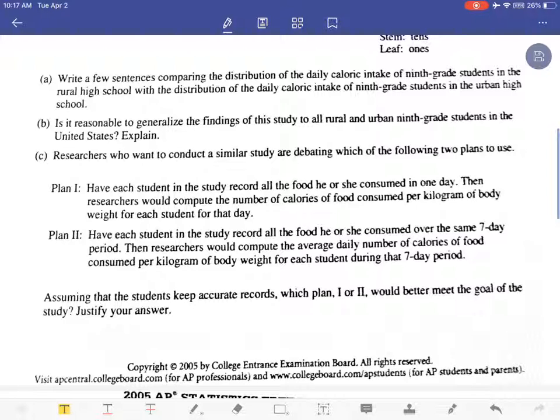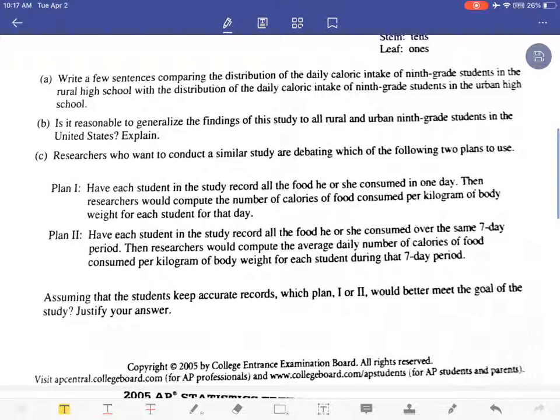So for example, if we use plan 1 and let's say the rural school has a day where they just gave out free pizza. So that high school, on that day, they're probably going to have pretty high calorie intake because they're just giving out free pizza. But that's not normal. But if we're only including 1 day in our study, and if it's randomly selected, we could have taken our data points on that day, and that's going to kind of make our data meaningless, right? Because we're taking data on a day that's an outlier.